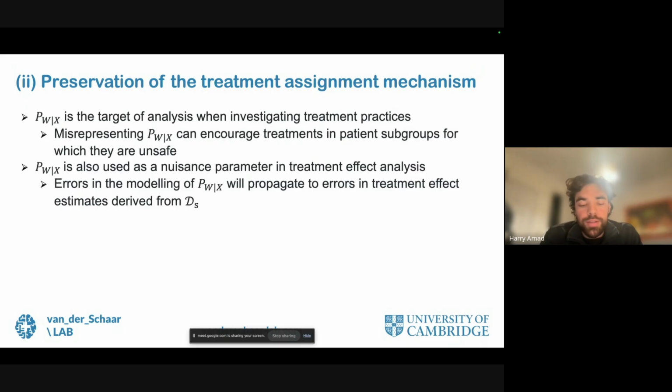The results of this analysis could be, say, if we find that doctors are supplying treatments to a certain type of person, then that might encourage more clinical trials of such treatments on that kind of person. But if in reality the analysis that we figured out from the synthetic data was false, then that can lead to dangerous experimentation of treatments on patient subsets where they would really never receive such treatments. Also, this distribution is used downstream in treatment effect models as a nuisance parameter. So errors in its modeling can propagate to treatment effect errors as well.